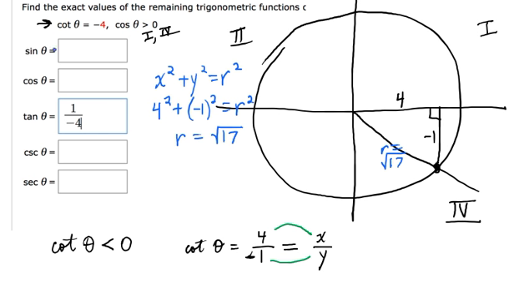And now we can find sine of theta. Sine of theta is equal to y over r. The y is -1 and the r is root 17. So we get -1 over root 17. Its reciprocal would then be root 17 over 1 for cosecant theta. And lastly, cosine theta is x over r, which is 4 over root 17. And its reciprocal would be root 17 over 4.